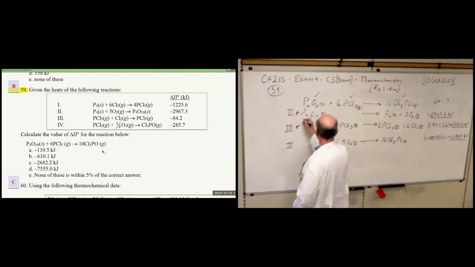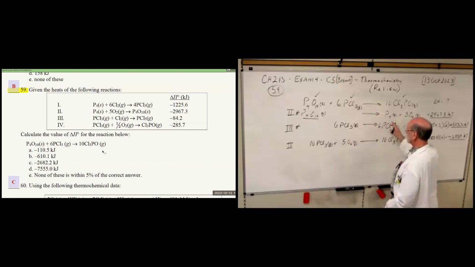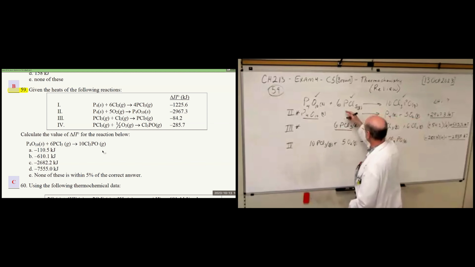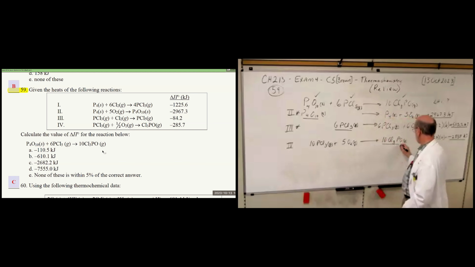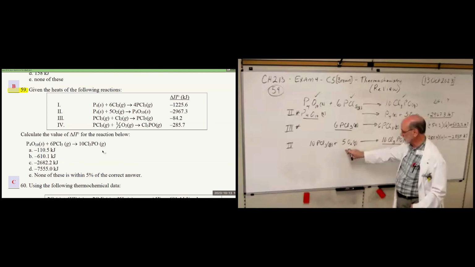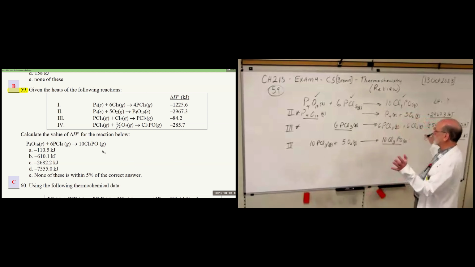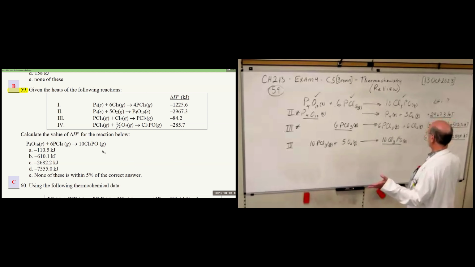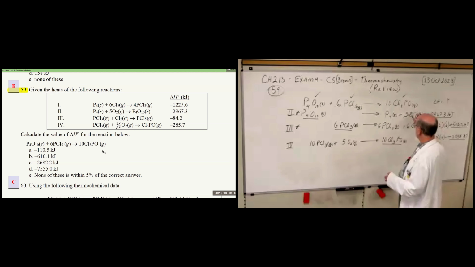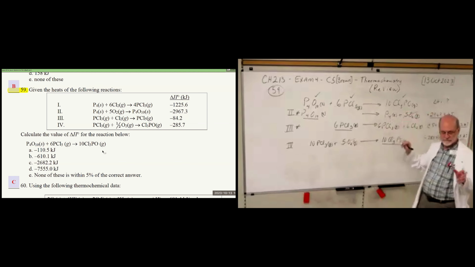Now, we've got this one that we kept for that part, and this one we kept for that part, and we got this one that we kept for that part. We've got to get rid of the others; we don't need those. So can we get rid of any of them now? 5 oxygen on that side, 5 oxygen on this side. It's gone.